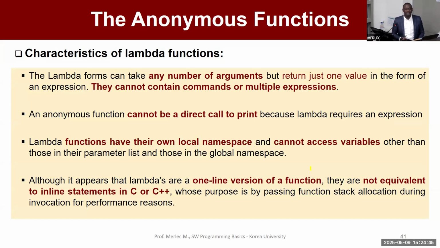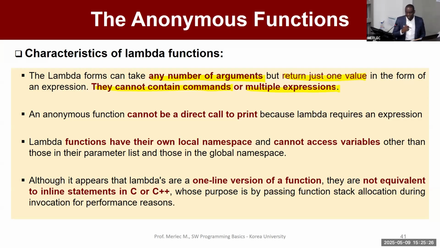So what are the characteristics of a lambda function? A lambda function can take any number of arguments, but always returns just one value. Okay, that can be from a variable or from an expression. And then a lambda function cannot contain comments or multiple expressions. So it's just a one-line function. So you don't have to define multiple comments or multiple expressions in a lambda function, as we have seen for normal functions.